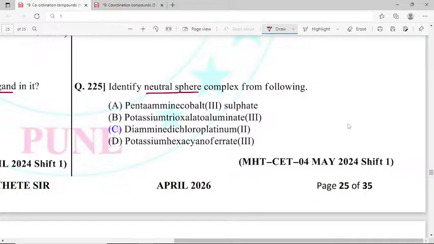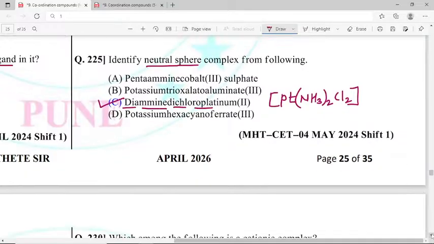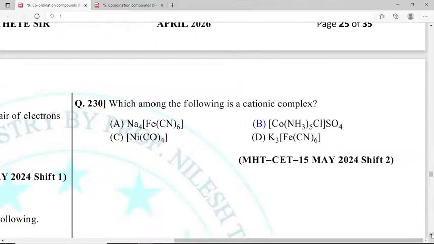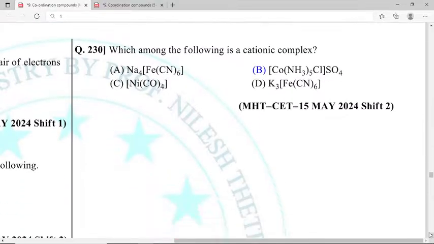Identify neutral sphere complex. So diamminedichloroplatinum. So this is Pt, NH3 2 times, Cl2 in this way. Diamminedichloroplatinum. Cisplatin. Cisplatin is a neutral sphere complex.